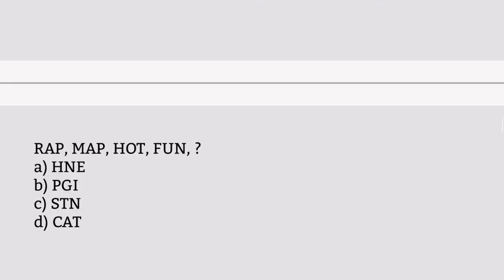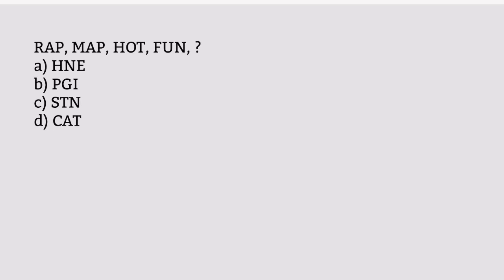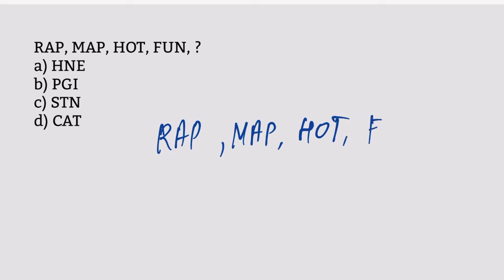Anyway, let's move on. Another verbal reasoning question wherein we have a few random words. So RAP, MAP, HOT, FUN. If you are given these types of words, you have to be very careful not to take the literal meaning of the words. So don't think of this as rap, map, hot and fun. No, these are not meant to be taken in their literal sense. These are just random combinations of letters which also happen to be words.